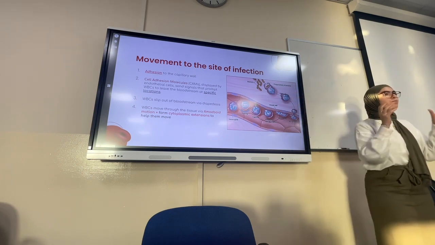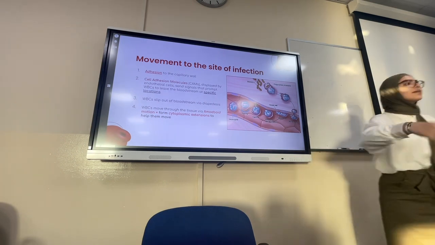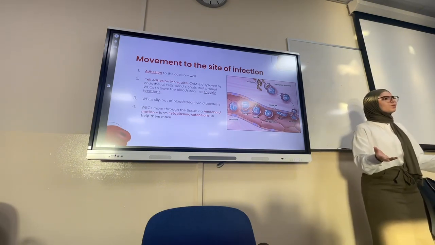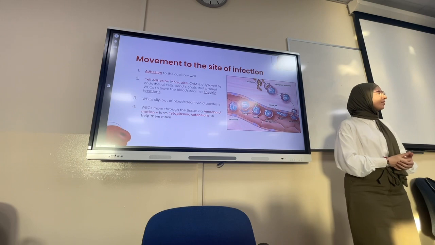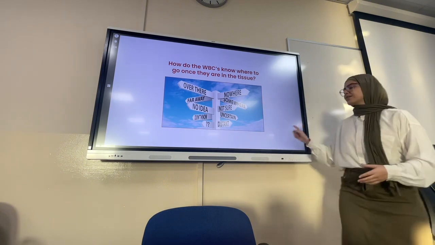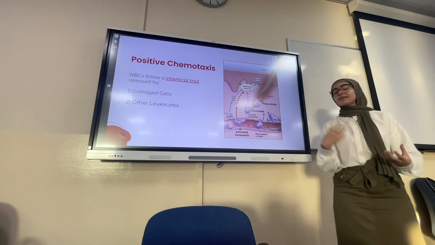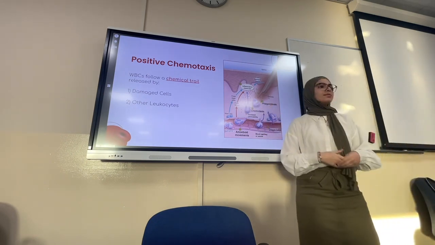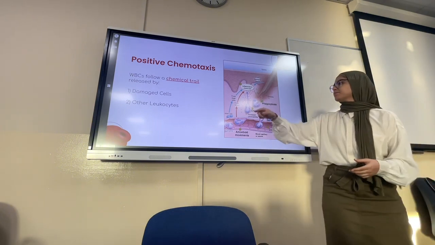Now there is a special movement in the tissue. What do we call that movement? Amoeboid motion. And that is aided with the cellular extensions that they make inside of the tissue. But then where do they go once they get into the tissue? How do they know where they go? Positive chemotaxis, right. So we have the positive chemotaxis trail. This trail is made of chemicals released from either other leukocytes or from the damaged cells, damaged tissue too. Okay? All clear so far? Great.